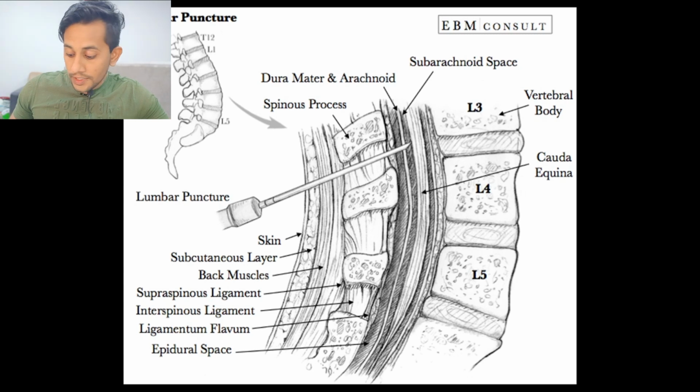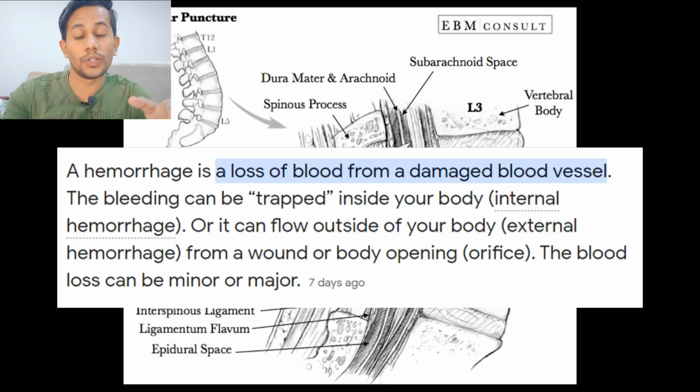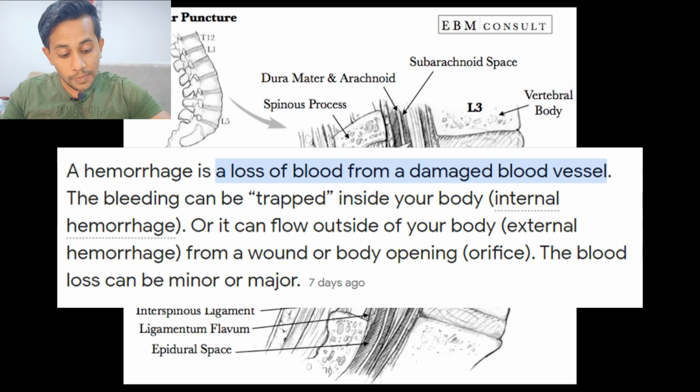Now, as we were discussing earlier, the reason we do lumbar puncture is not only for the diagnosis of meningitis but also to relieve cranial pressure, and in cases of subarachnoid hemorrhage. What is that? Hemorrhage basically is the inclusion of blood inside. So the blood is bleeding through and it is pressing against your brain.